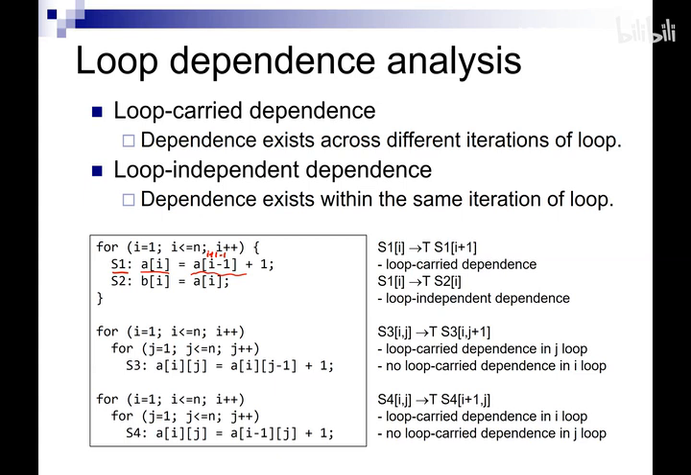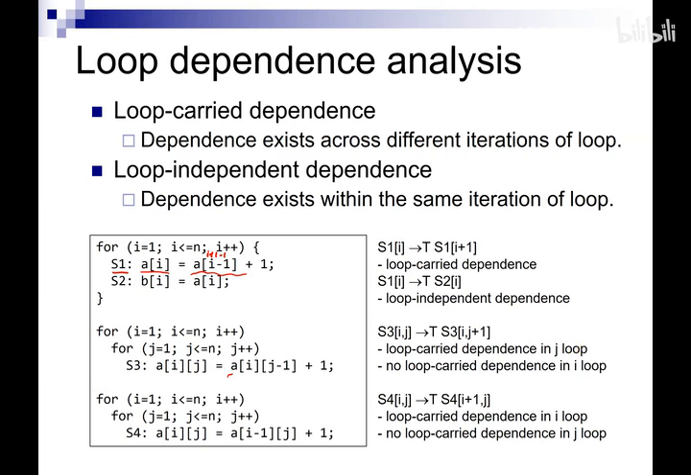The reason is that in iteration I, j, we're going to write to A of I, j. Then in iteration I, j plus 1, same I but we increase j, you're going to be reading from A of I, and this is j plus 1 minus 1, so that's A of I, j again. So we first write to A of I, j, and then in the next j iteration, we read from A of I, j. Therefore, there's a loop carried dependence in the j loop.